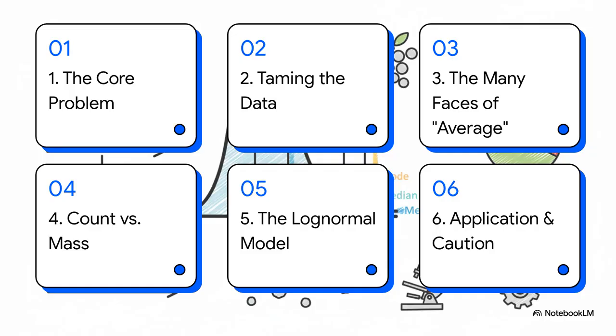So here's how we're going to tackle this. First, we'll really nail down the core problem. Then we'll see how we can wrangle all that raw data into something useful. We'll explore the idea of average and see it's not as simple as you think. Then we'll hit the big one, the critical difference between count and mass. After that, we'll introduce the log normal model that kind of ties it all together, and we'll finish up with how to actually use it. And a really important warning.